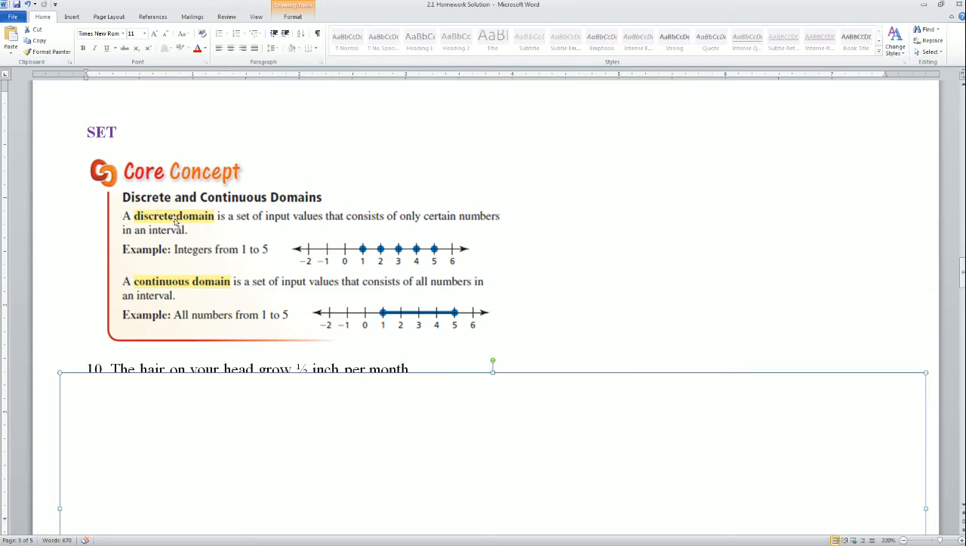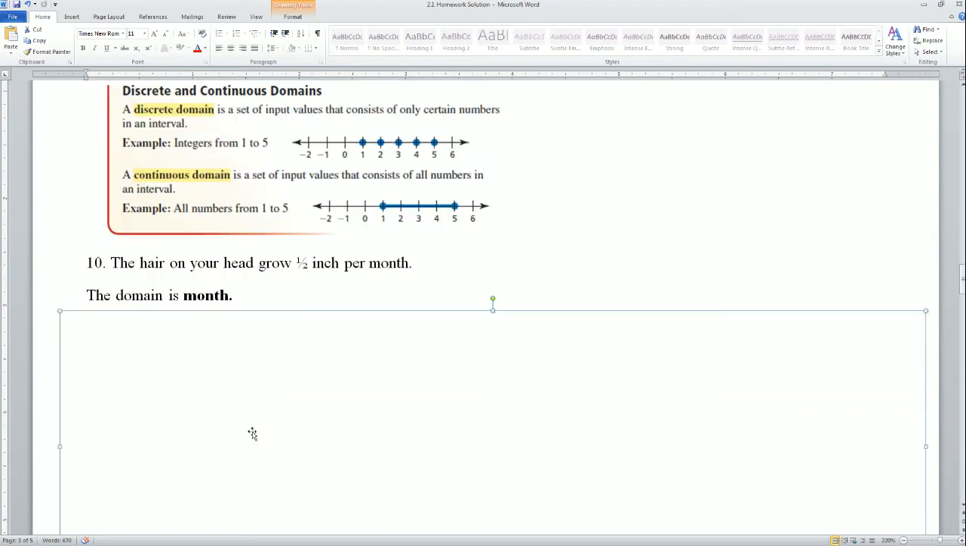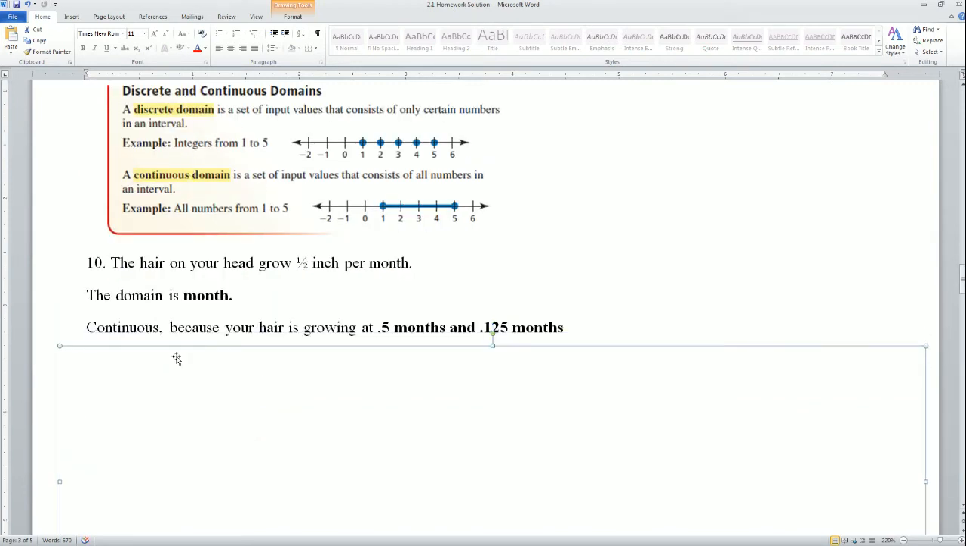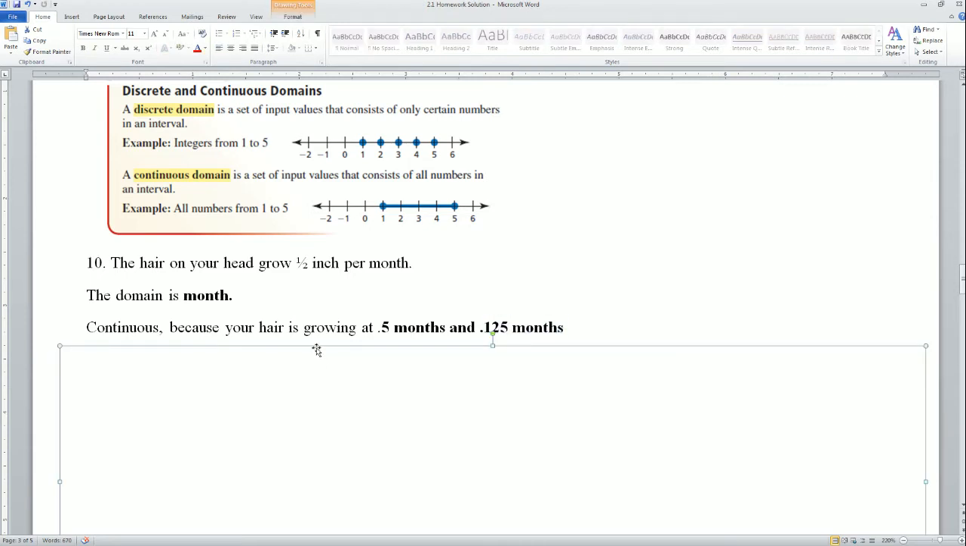Look, you're always looking at the domain. Number one, the hair on your head grows 1/2 inch per month. So the domain here is month because it depends on the month. Okay, so can month be continuous or discrete? Okay, we say it's continuous because your hair can grow at 0.5 months and 0.125 months. Okay, right? You can have decimal versions of months. Okay, your hair is still growing.